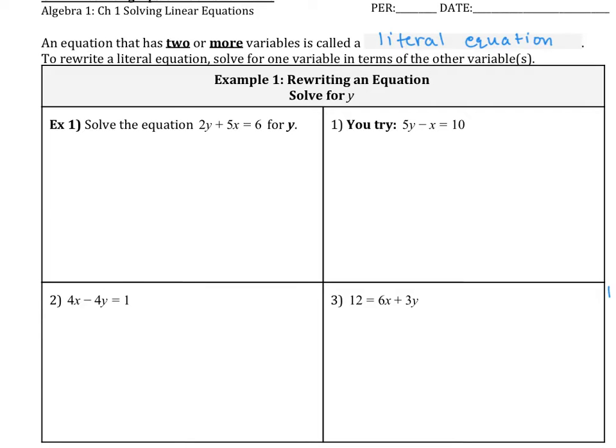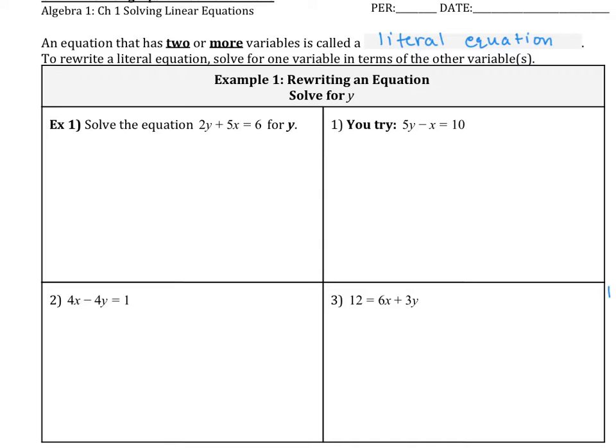Chapter 1.4, Rewriting Equations and Formulas. An equation that has two or more variables is called a literal equation. To rewrite these types of equations, solve for one variable in terms of the other variables. So let's say example number 1 here.